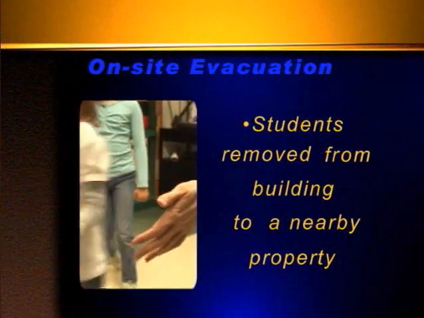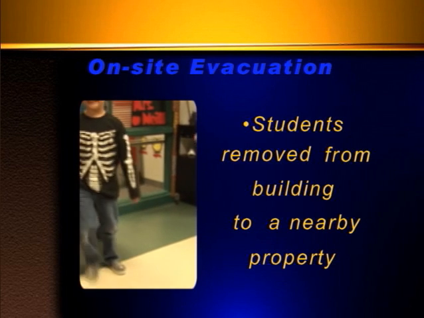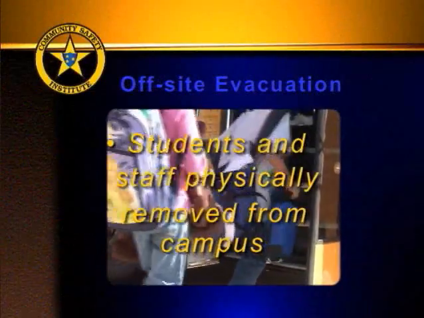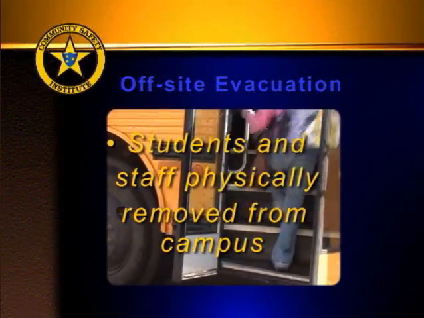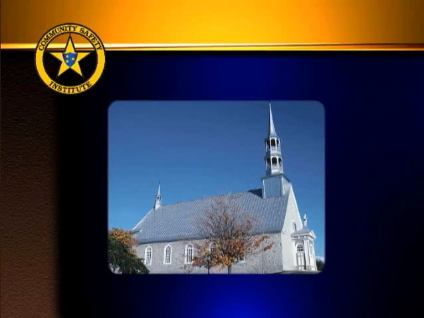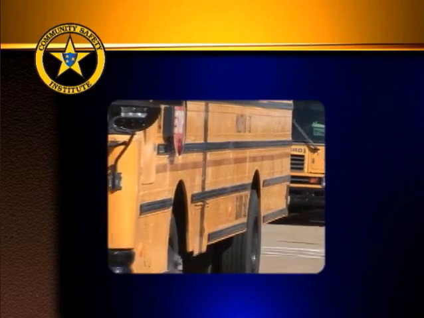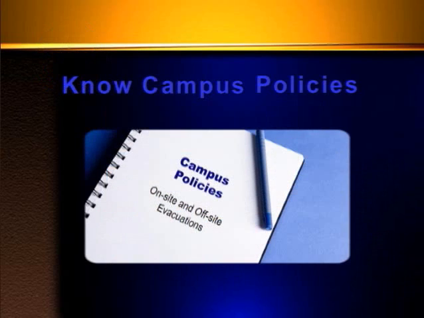Now, a typical on-site evacuation can be something as simple as a fire drill, where students are removed from the classroom on-site to another part of the property, like a playground or athletic field, but on the campus. An off-site evacuation is where students and staff are physically removed from the campus. Now, you can have a primary off-site evacuation that may be across the street, like at a local church or a public park. Or you can have an off-site evacuation where you transport students and staff to a reunion site. Make sure that you know your school's policies on both on-site and off-site evacuations.